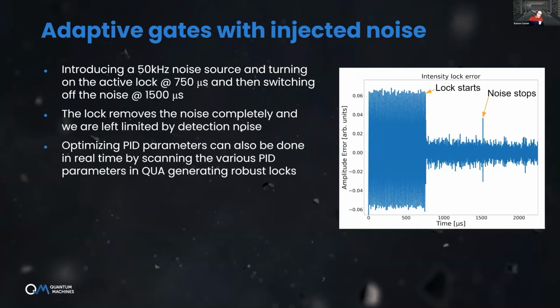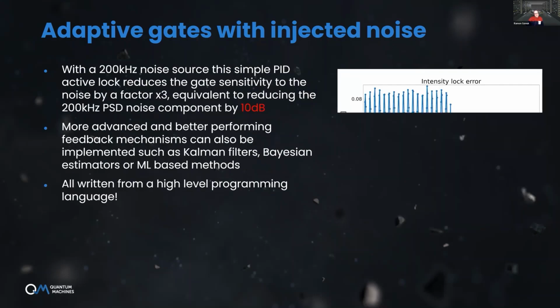So now since this PID is running in real time on the pulse processor, also the parameters of the PID, so all the gains of the proportional and integral and differential, this alpha, could in principle also be QUA parameters, QUA variables. And so you could make a meta optimization of the lock parameters also in real time, right? And so converge and make very robust locks.